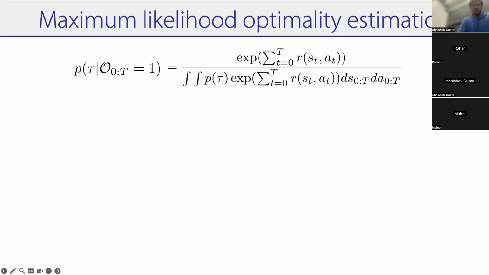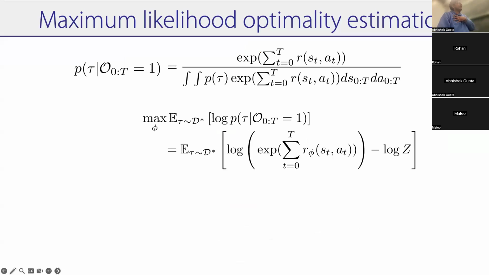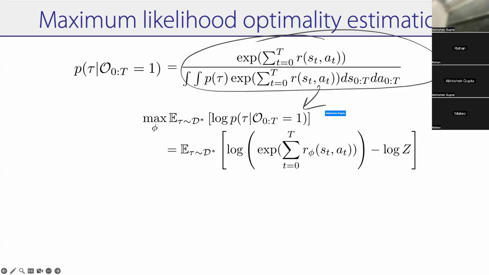Okay, let's keep going. So this is our posterior. It's the likelihood of a trajectory given optimality: exponential sum of rewards over the integral of exponential sum of rewards, right? And we want to maximize it with respect to phi. And so if you substitute the log of this thing in here, you get log of exponential sum of rewards minus log Z. Let's call this thing Z, right? You get minus log Z.